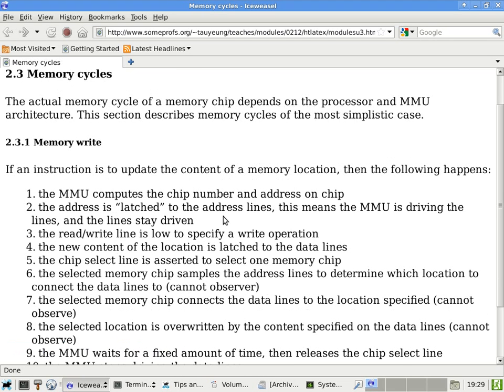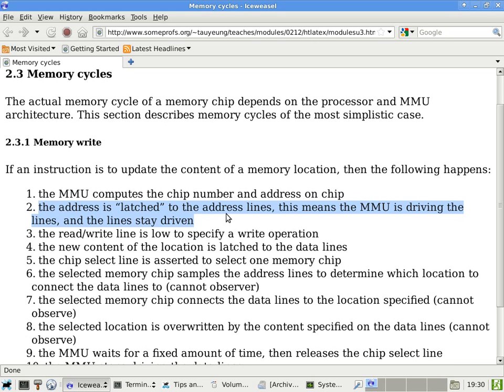Okay, so this part here talks about the very itty bitty details of how memory cycles work. A single memory cycle is what the entire system has to go through in order to write a byte from the processor to memory chips, or read a byte from the memory chip back into the processor. The first one is a memory write cycle. If an instruction is to update the content of a memory location, then the following has to happen. Step 1, the MMU computes the chip number and the address on chip, which is what we just did a little bit earlier. The address is latched onto the address lines.